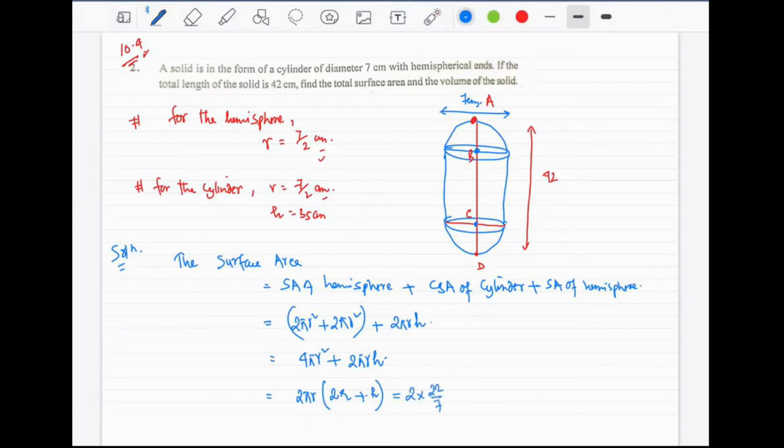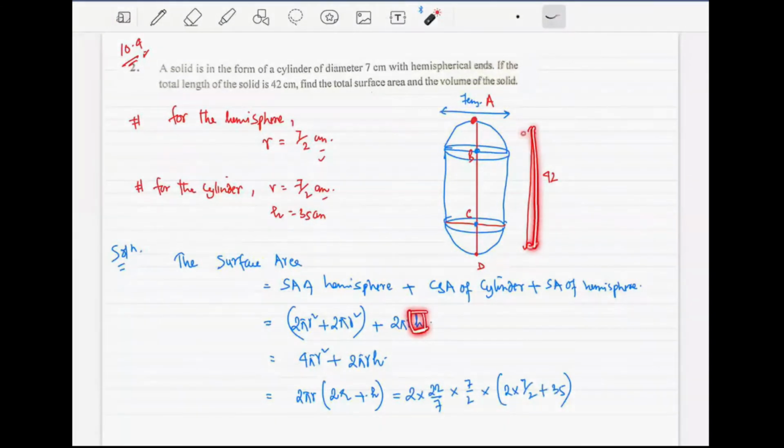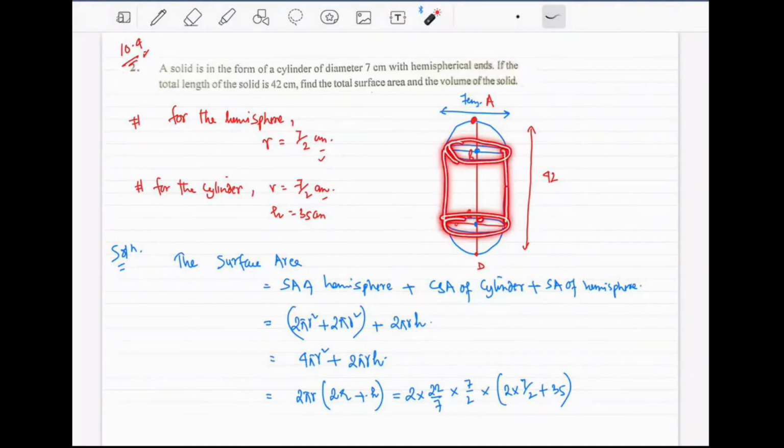22 by 7. R is 7 by 2. 2 into 7 by 2. H is 35. Now what you have to note here is that this H does not represent the total height. The H part is just for the cylinder. Which part is the cylinder? Only this part, right? For this one, we have already found out the height of the cylinder. It was 35. You have to look it up in your notebook.